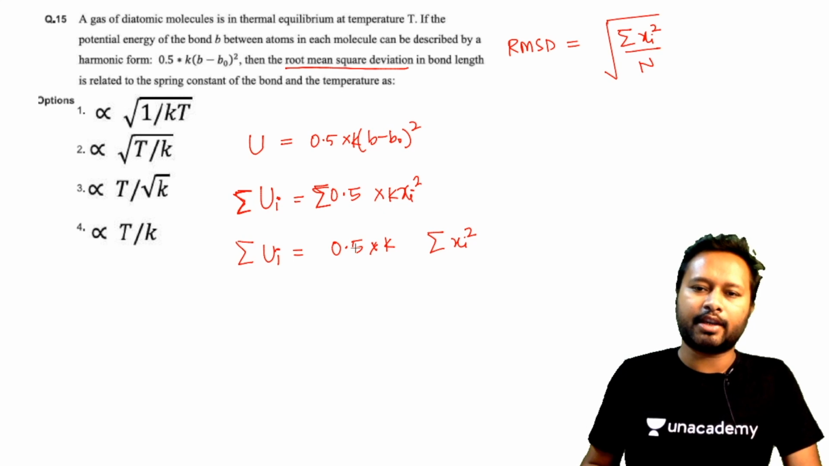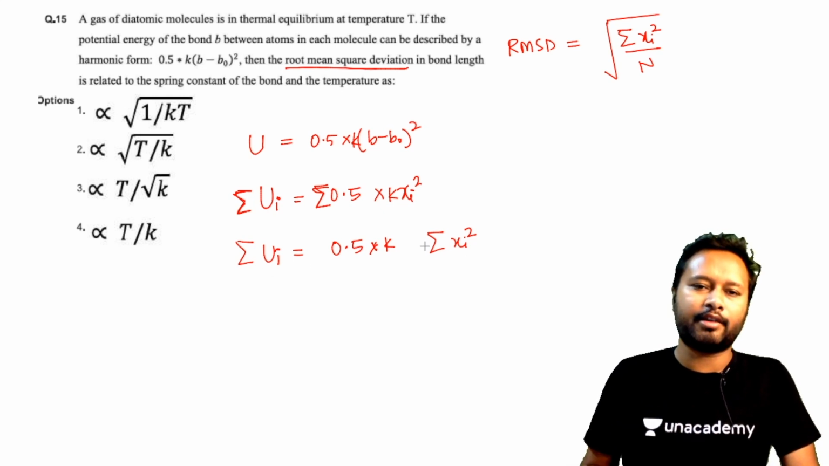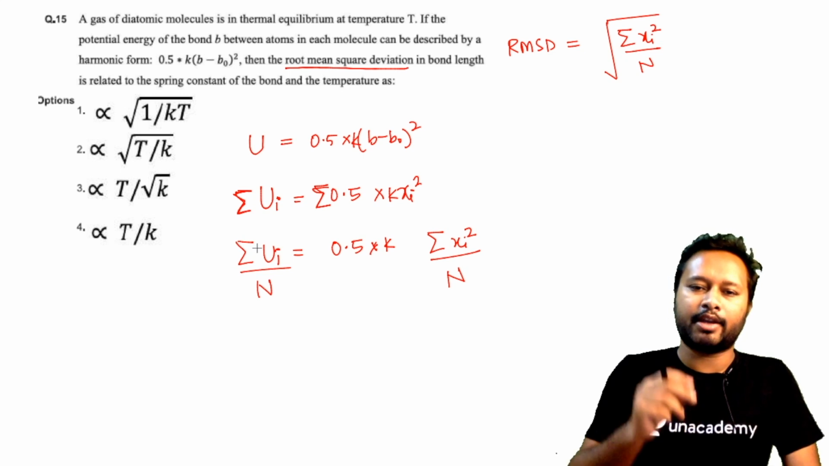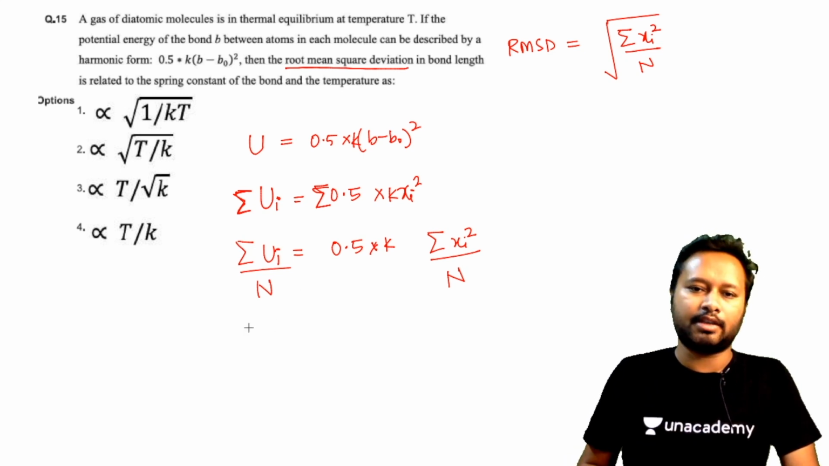The next thing I can do is dividing both sides by n, the total number of molecules. So here also and here also I'm dividing. Now this value, the total internal energy divided by n, is proportional to kBT. So I can write kBT in the place of this. Here I'm using statistical thermodynamics to do it. So kBT will be equal to 0.5 into K times sigma xi square by n.